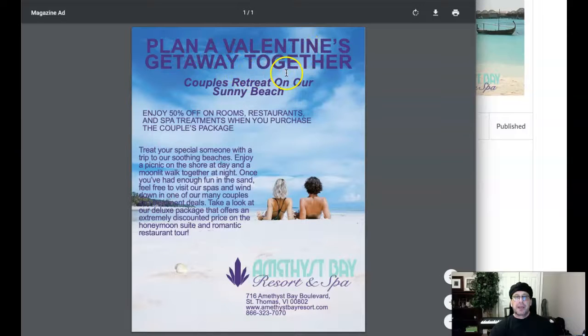"Plan a Valentine's getaway together." Okay, so you have reduced that, and then you want to keep the subhead on one line. So we have this combination: "Plan a Valentine's Day together," and then right below that is "couples retreat on a sunny beach." Get that left aligned. Everything, all of this left aligned.